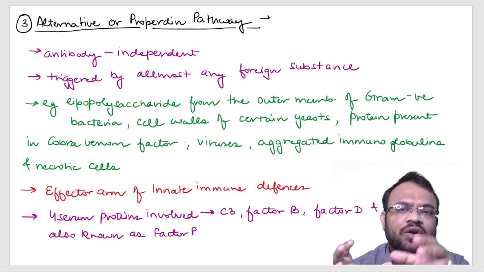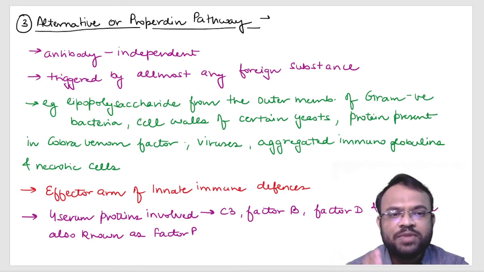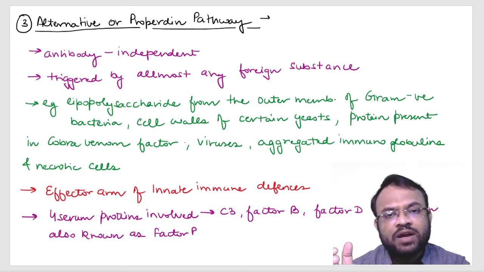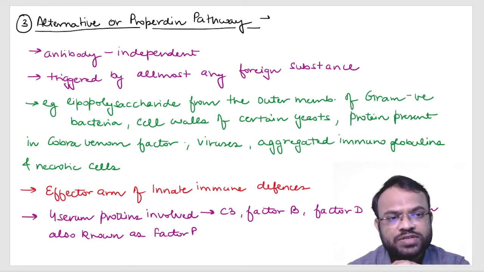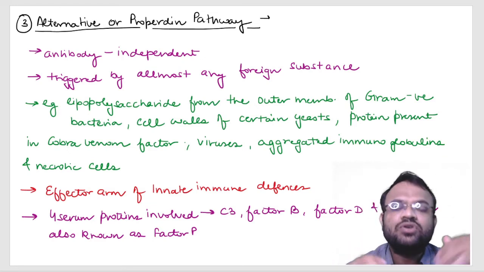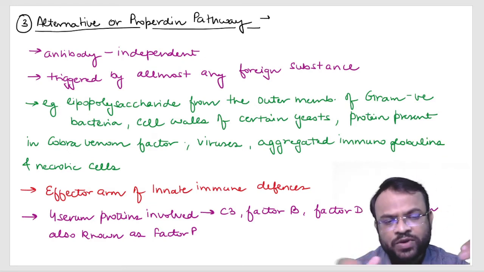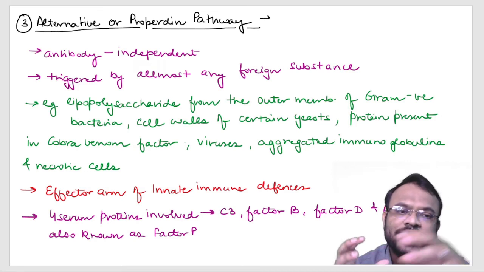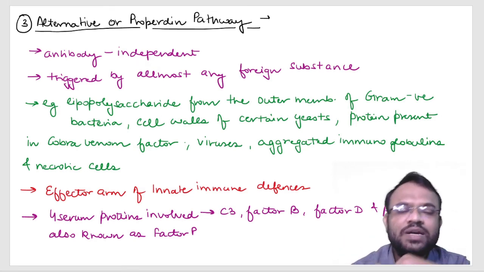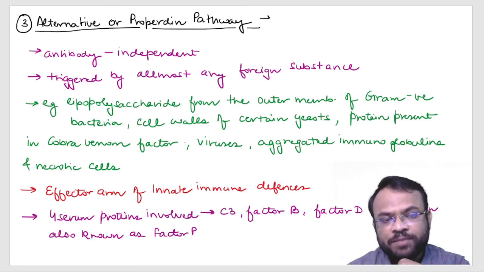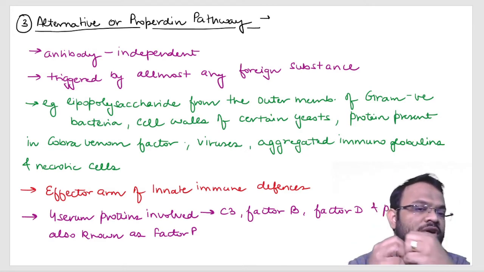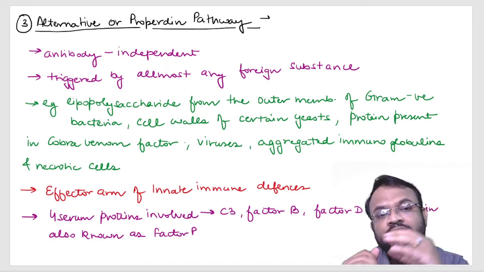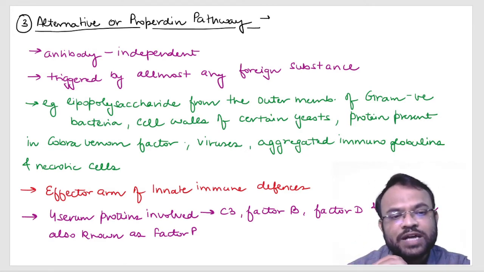So this alternative pathway name came into being after the classical pathway was discovered. It was taken as an alternate to the classical pathway. Why? Because remember, in the classical pathway there were antigen and antibody interacting with each other that activated the classical pathway.